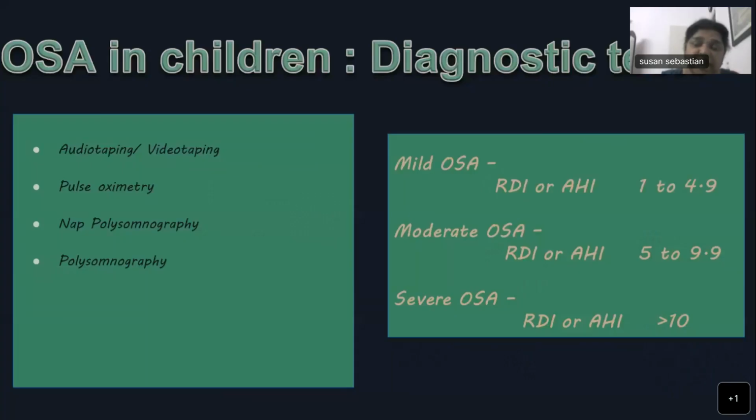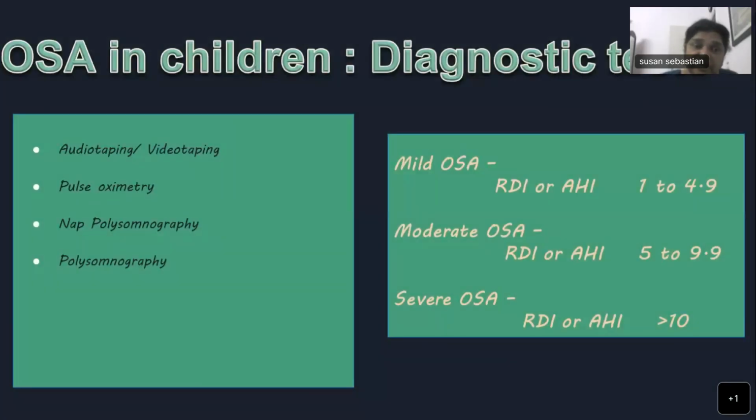What are the other diagnostic tests that we can do in children? We can ask the parents to do videotaping or audio taping of the snoring and the sleep of the child. We can very well recognize the apneic events if you look at them. Then pulse oximetry, overnight pulse oximetry can be done.